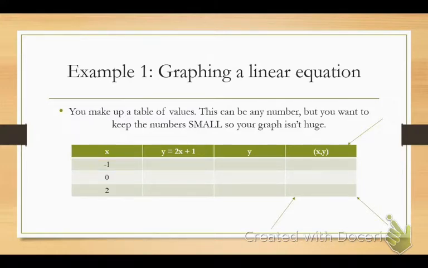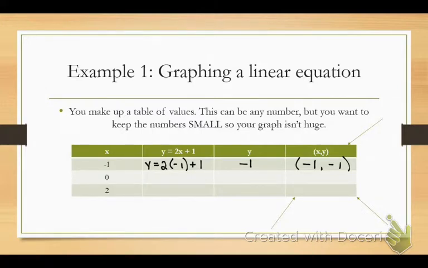And you take each one of these values and you plug it in for x into the function. So in this block, we say y equals 2 times negative 1 plus 1. We're just plugging in the value, again, that we could have used any value, but we want to keep them small. 2 times negative 1 is negative 2, plus 1 is negative 1. So now I have an x value and I have a y value, and I'm going to put them together as an ordered pair. We'll talk about the ordered pairs in a second.